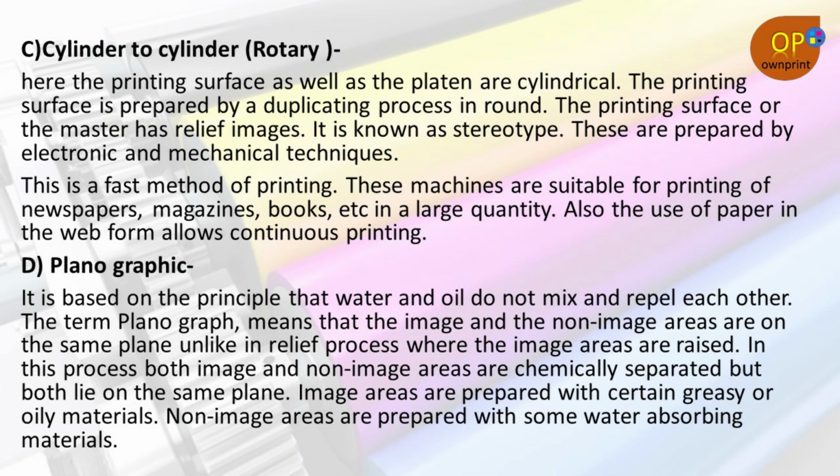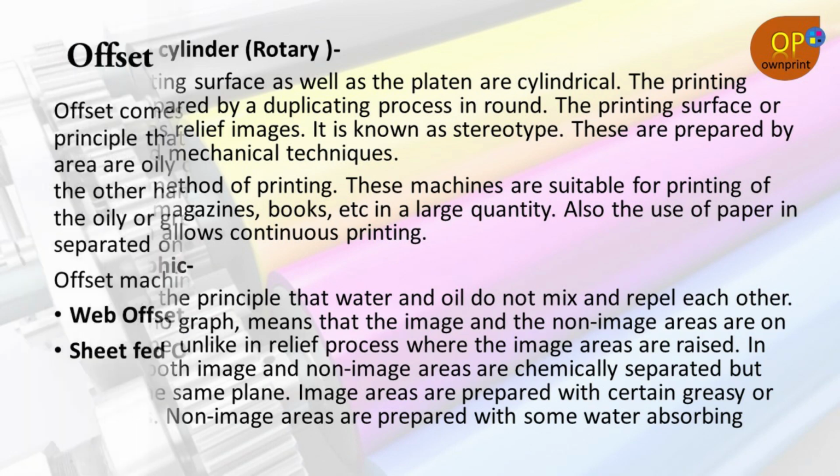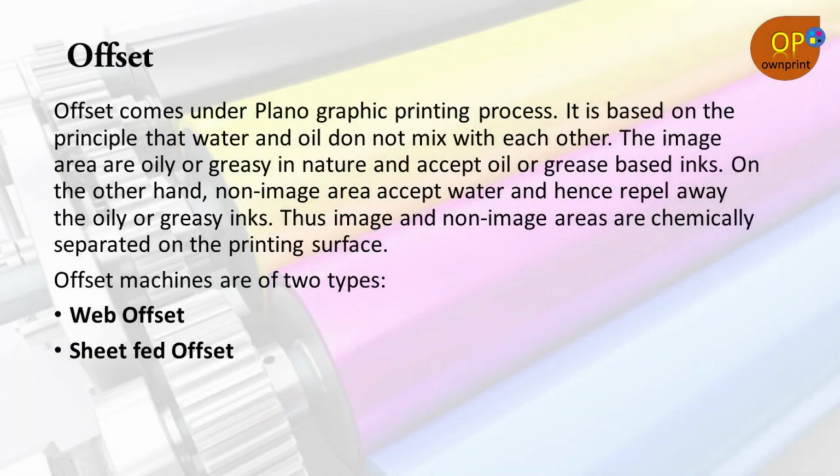Image area is prepared with certain greasy or oily materials. Non-image area is prepared with some water absorbing materials. Our next topic is offset. Offset comes under the planographic printing process.